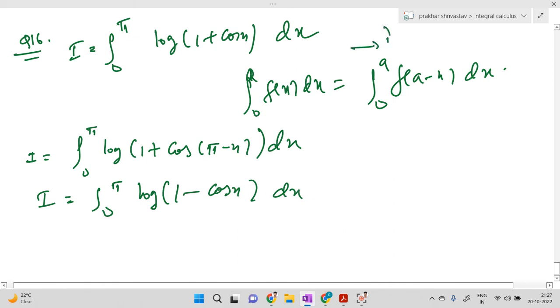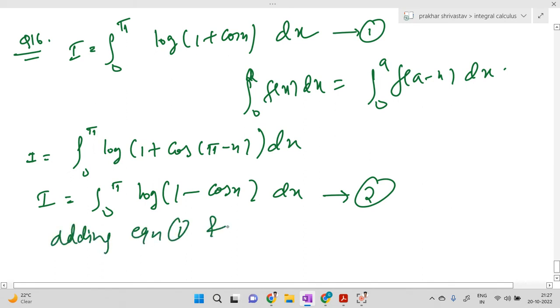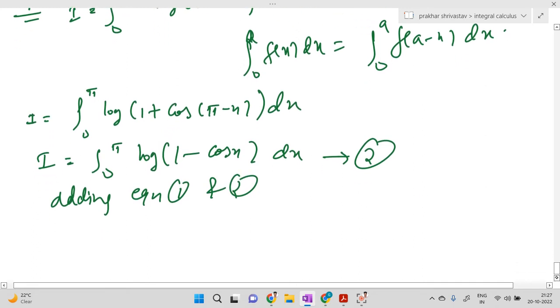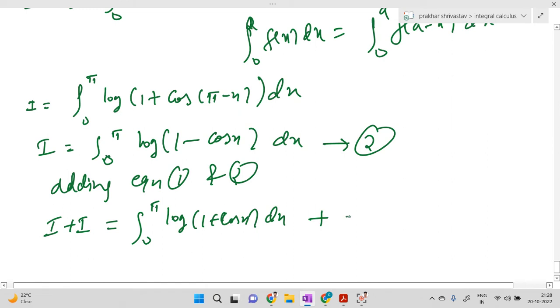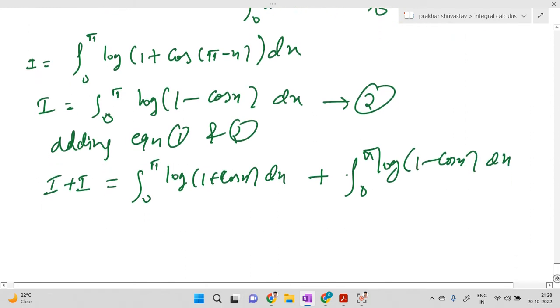Okay, so this is equation number 1, and this is equation number 2. Add both the equations. Adding equations 1 and 2, 2I equals integral 0 to pi log of (1 plus cos x) dx plus integral 0 to pi log of (1 minus cos x) dx. I know these questions are tough. You have to practice it today itself, right?